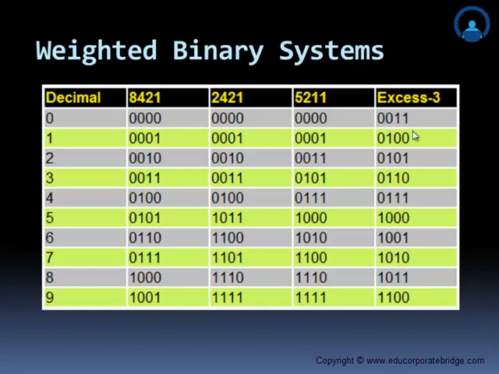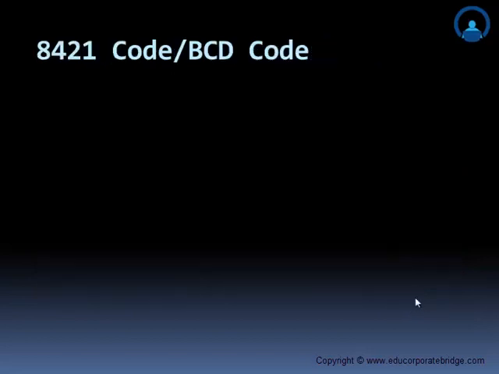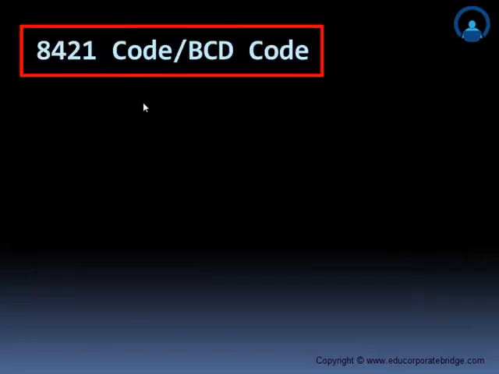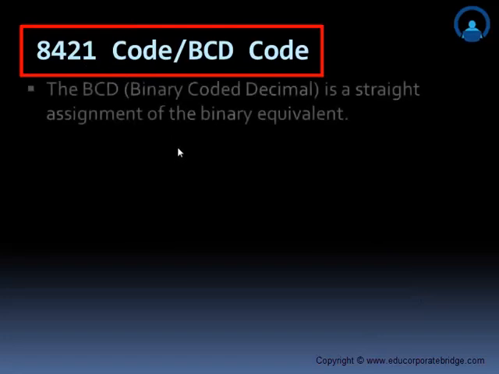And the XS3 codes cover the decimal equivalents from 0 to 9. That is, the valid XS3 codes start from 3; we can check from this, 0011 corresponds to 3, and they end at 12. So the valid XS3 codes are from 3 to 12, and the invalid codes are 0, 1, 2, followed by 13, 14 and 15. Now we'll check out the 8421 code, also called the BCD code.